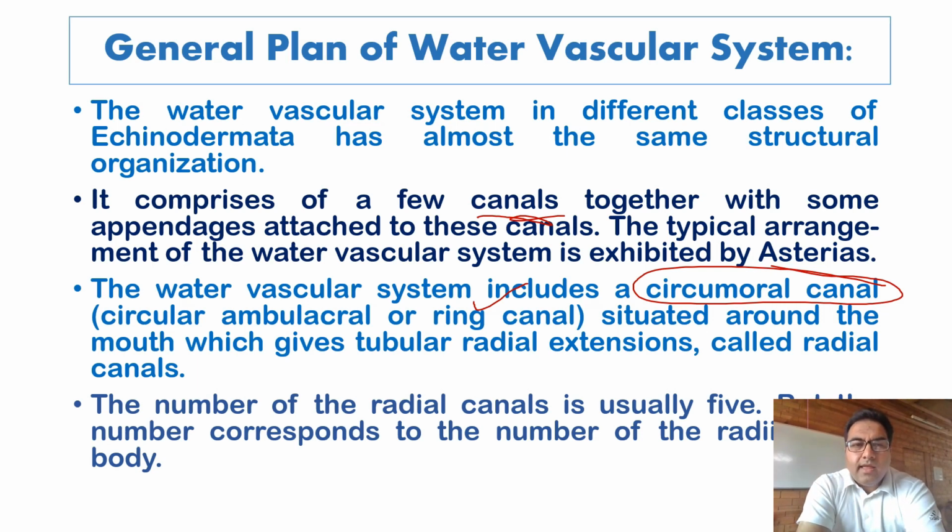It is situated around the mouth, and it gives tubular radial extensions, which we call the radial canals. So you have to keep in mind the sequence: the madreporite, then the stone canal, then the ring canal, then the radial canals. And the radial canals are usually 5, but the number corresponds to the number of radii of the body as well.